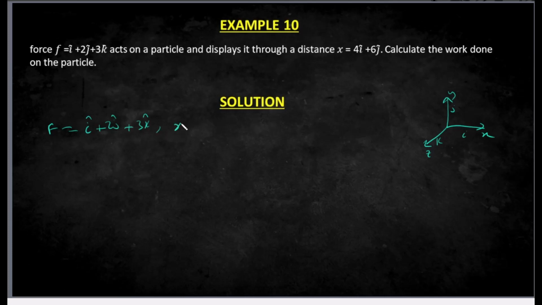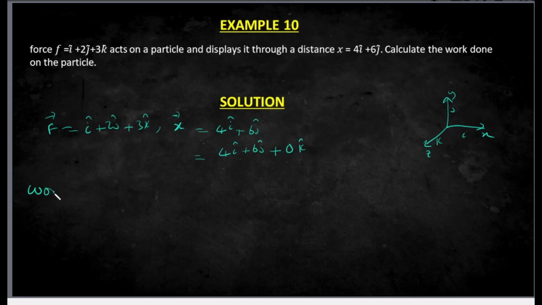The distance is also a vector. This is a vector, this is another vector. Now it says 4i plus 6j, which you can write as 4i plus 6j. This means 4 meter along the x, 6 meter along the y, and also there is 0 meter along the k, because k is missing, so we can put 0. So this is how we get it. This is the force: 1 Newton along x, 2 Newton along y, 3 Newton along z, 4 meter along x, 6 meter along y, and 0 meter along z.